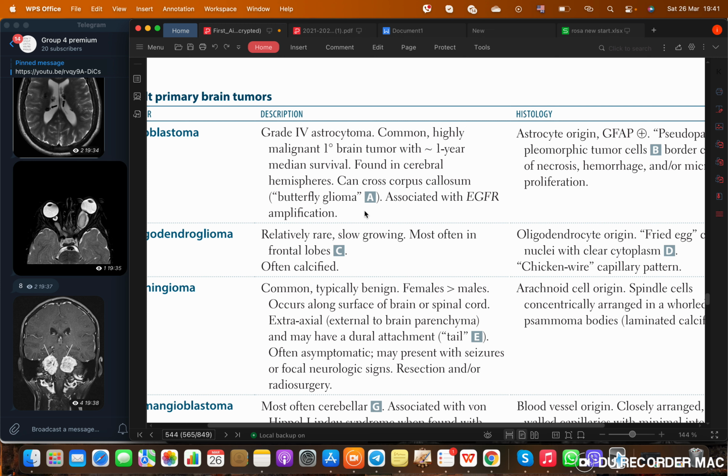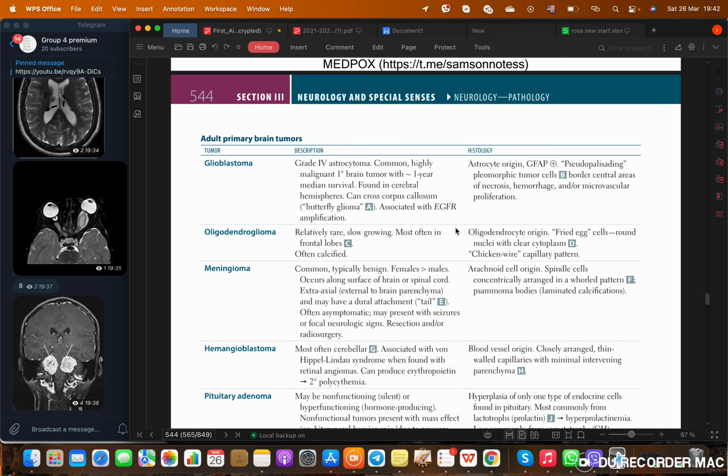It's associated with an amplification of a growth factor receptor, which is EGFR, the epidermal growth factor receptor. An EGFR mutation will lead to hyperproliferation of these cells. Astrocyte origin, GFAP positive. When you check the tumor, they have pseudopalisading pleomorphic tumor cells.